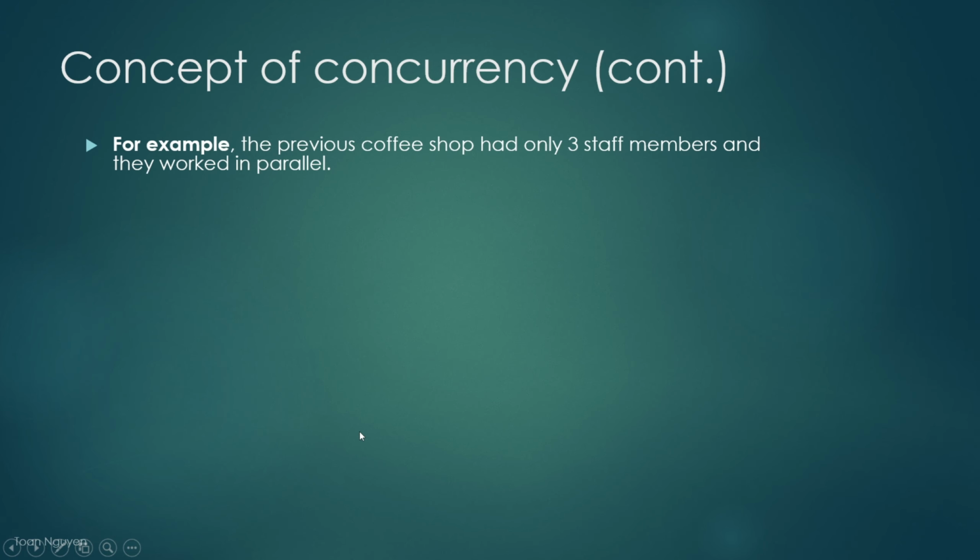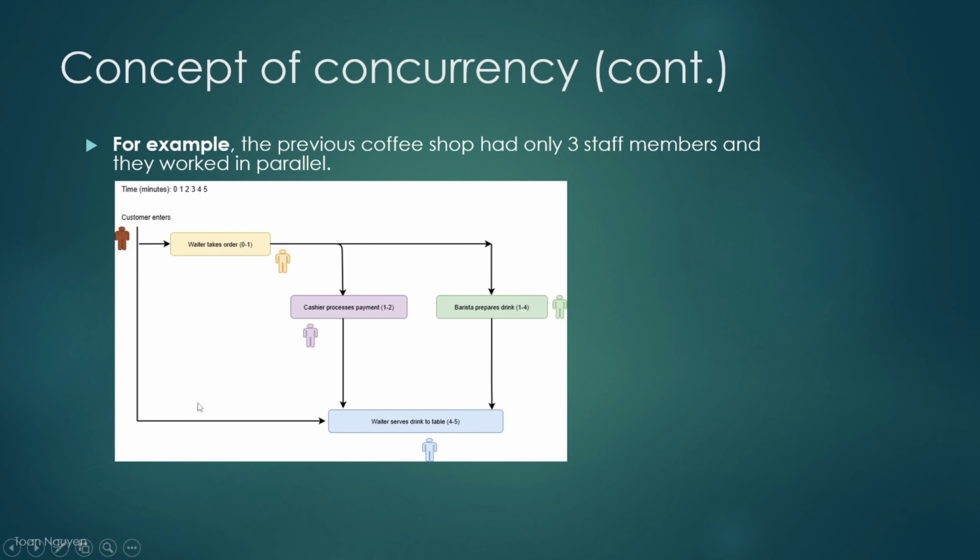Still the same 3 employees, but now they work in parallel. One handles brewing, another handles payment. When working in parallel, from customer arrival to serving the drink at the table, it takes 5 minutes.